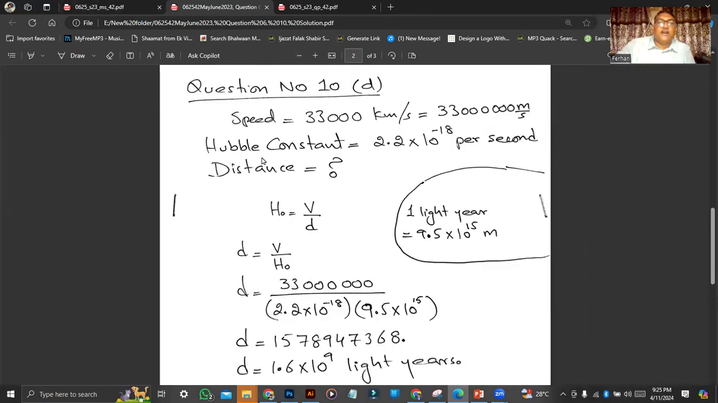So I hope you understand this question number 10, and it's a D part. This formula is basically not in the O levels syllabus, but it is included in the IGCSE syllabus. So there is no harm in just understanding this.